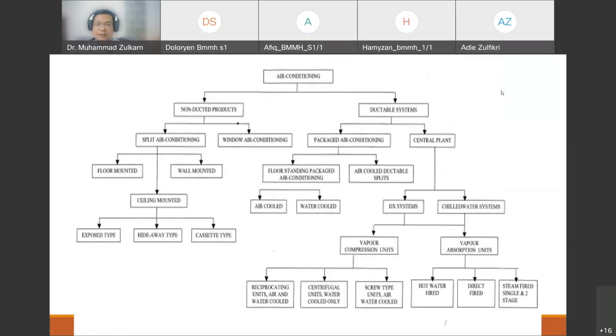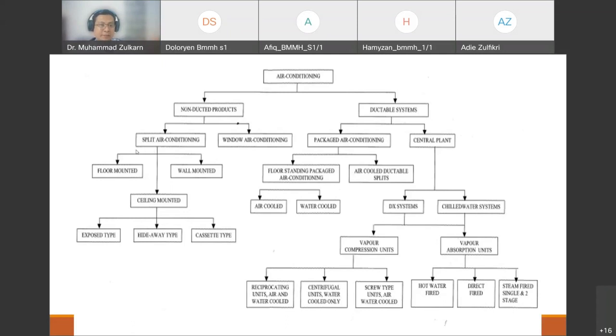Now we can check the air conditioning types. They have many models and sizes. You can see non-ducted and ducted systems. Non-ducted is maybe the small size type of air conditioning system, like split air conditioning and window air conditioning. Maybe window air conditioning has already stopped development, and then they change to or buy split air conditioning.